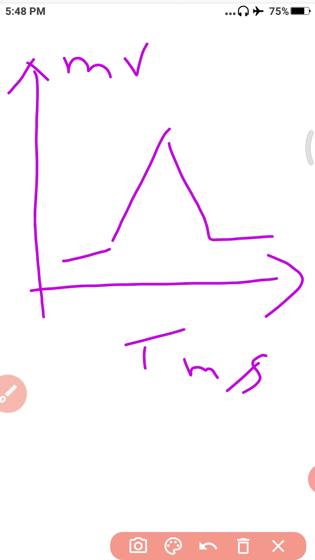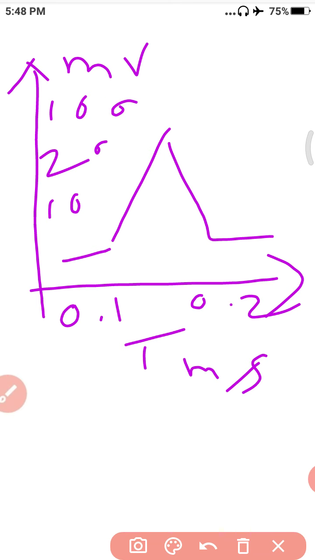Now this is 0.1 millisecond, and another one is 0.2 millisecond. The millivolts are 10 millivolts, 20 millivolts, and 100 millivolts, and so on. Now we will move on to the second one.